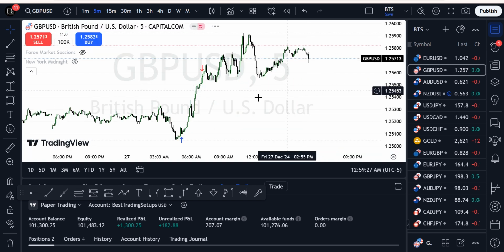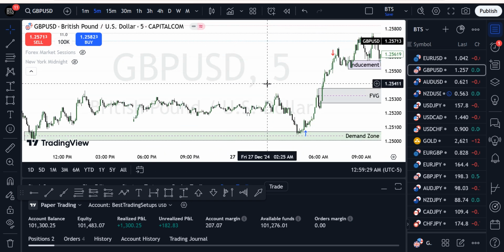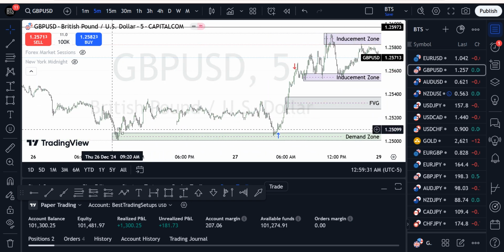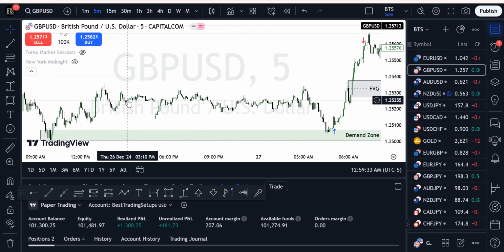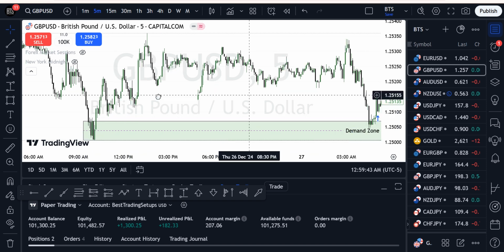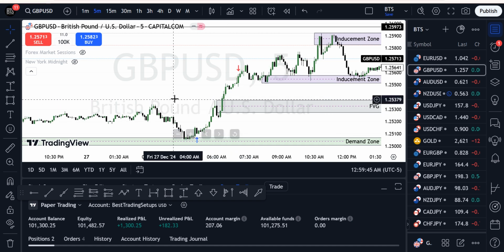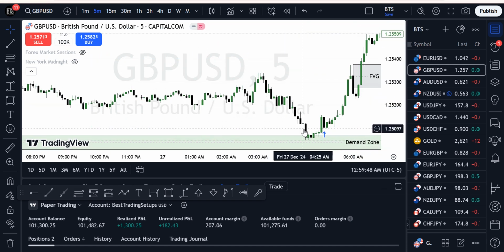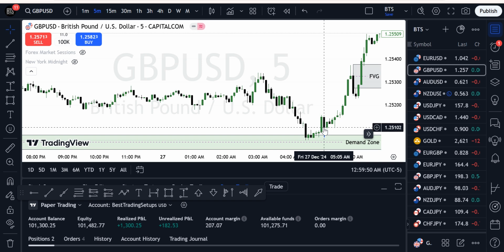Also, I took some trades on GBP USD. As you can see, we have this strong demand level, and I used to tell you guys, I mark out my demand level as my bullish order block. So right here, there's a bullish order block. There's an imbalance here. Price came back, tapped into that region right there. Entry was right around here.